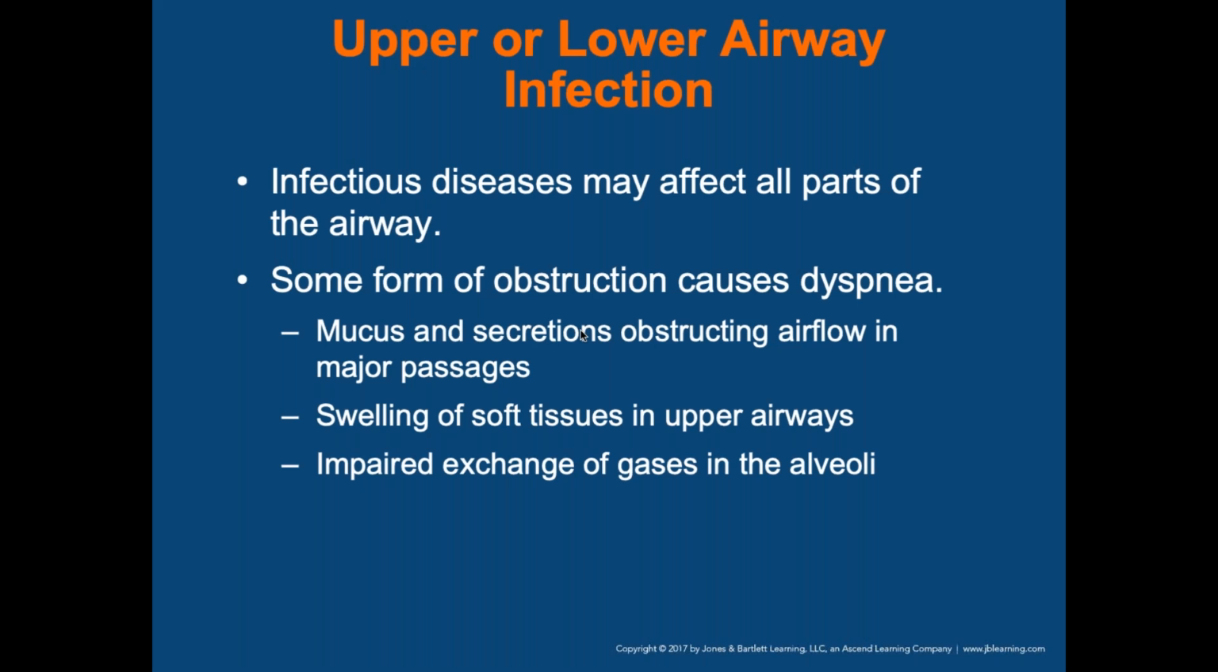Oxygenation is a problem of inadequate oxygen delivered to the tissues, right? So we've got to make sure that we can help that oxygen delivery. The problem causing dyspnea always comes from some form of obstruction somewhere, whether it be mucus and secretions obstructing the airway and major passages, swelling like epiglottitis or croup, or impaired exchange of gases in the alveoli like pneumonia.